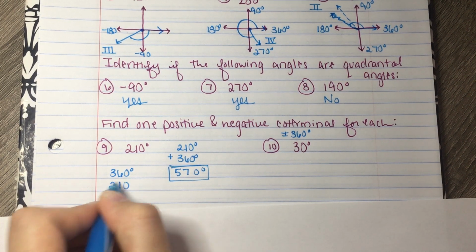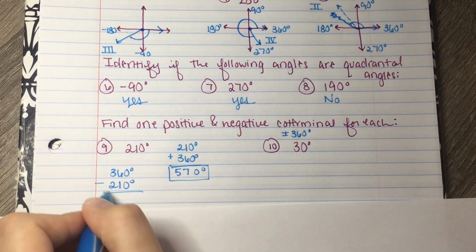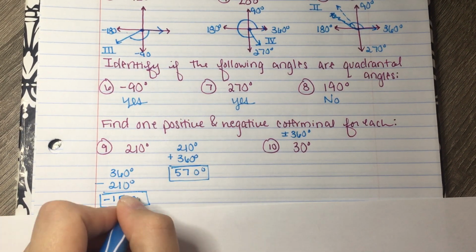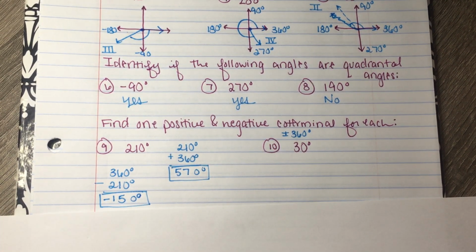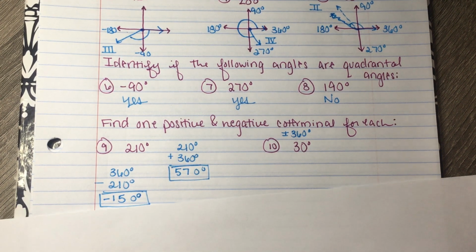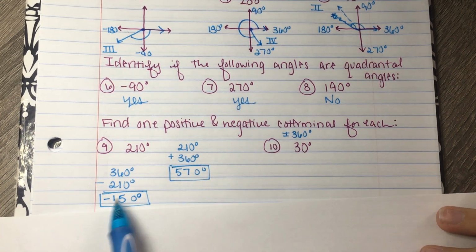So I'm going to do this the other way. And then now all I have to do is make it negative. But if you're not good with those basic numerical skills, that's okay. Take 210, subtract 360 in your calculator, and you're at negative 150 degrees. And then there's one positive angle that's coterminal and one negative.